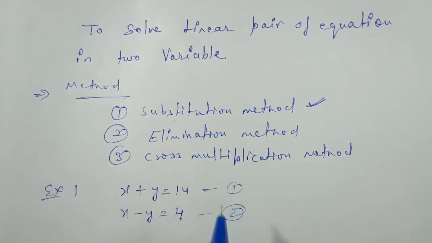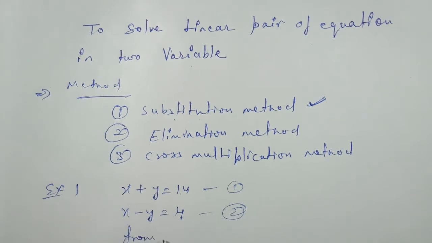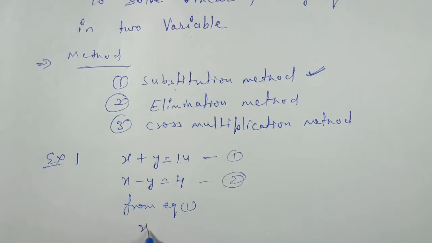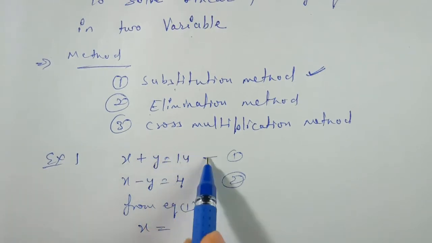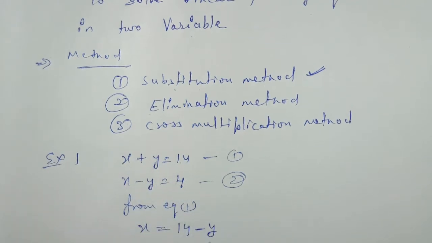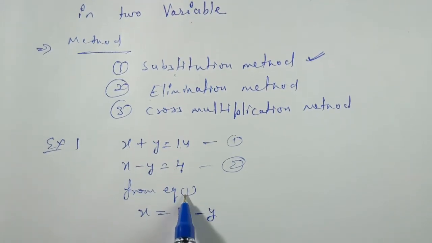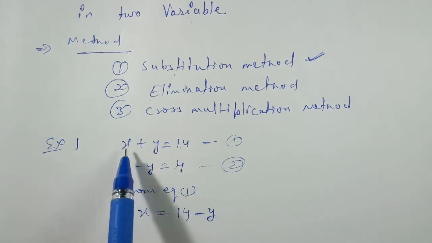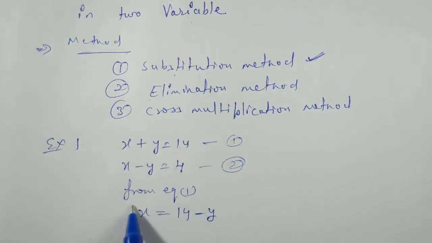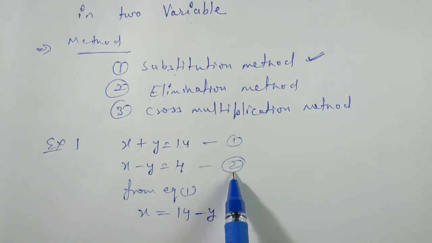Suppose taking the first equation, from it we are finding the value of x. It means x is equal to, we transpose y to the other side. 14 is in positive sign, so it will move with negative. So from equation first we get x equal to 14 minus y. You can find the value of either x or y. Now we substitute this value in place of x in the next equation, that is equation number 2.